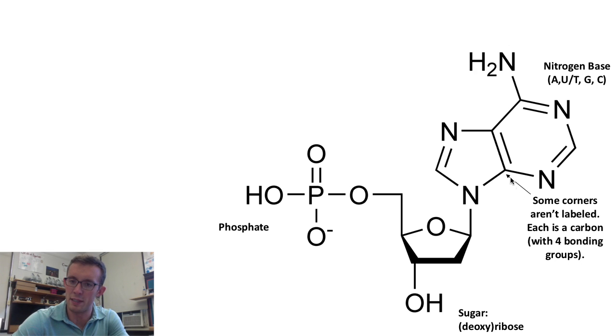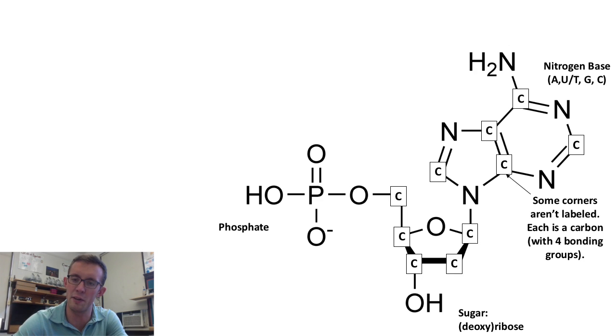The first thing I want to draw attention to is the fact that some of these corners in the structure aren't labeled with elements. Each one of those is a carbon. So we'll fill these in here momentarily. You can see that this is kind of crowded, so to save time, chemists and biologists will just leave those out.